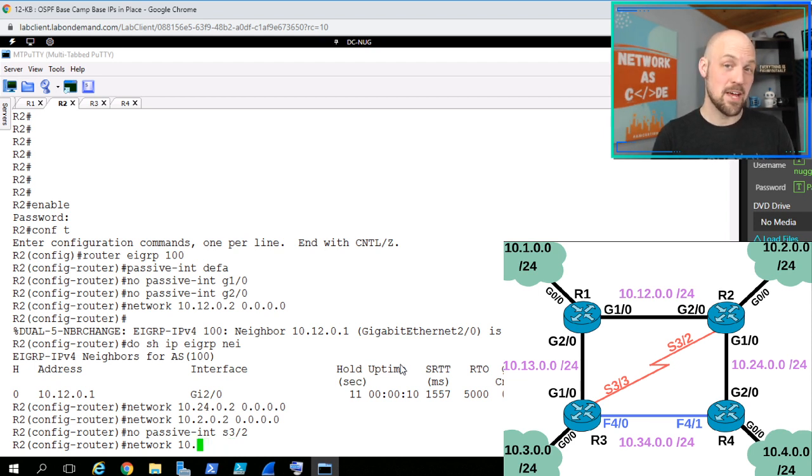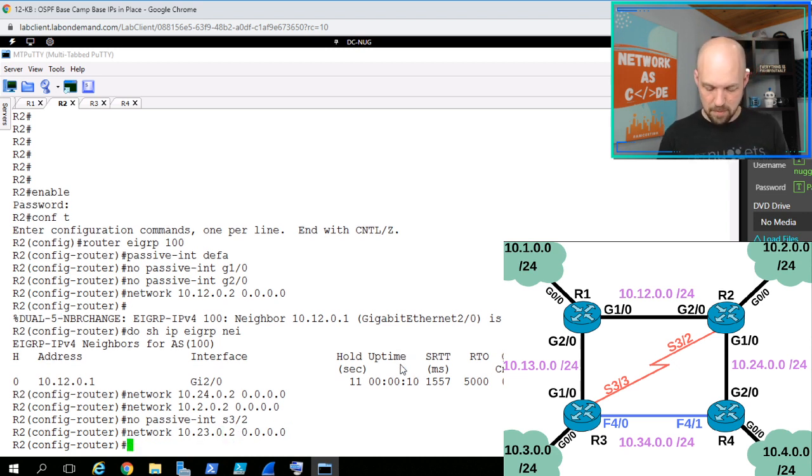I forgot this subnet originally on the drawing. I scrambled literally 5 minutes before this thing started, and I pulled it up and I copied and I pasted it down and I changed the color and I forgot to change the subnet. So yeah, that should definitely be 10.23.0.2. Oh well, best laid plans.